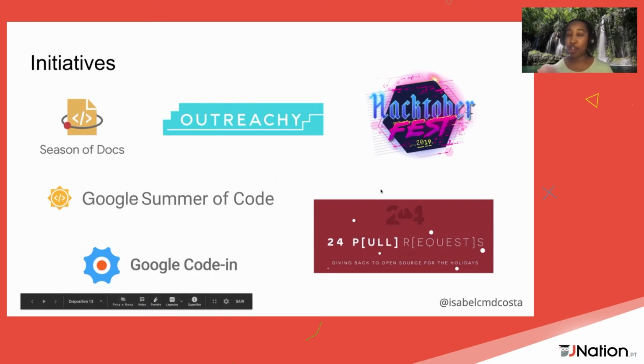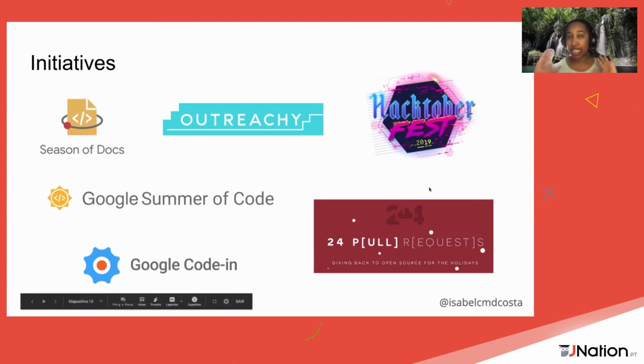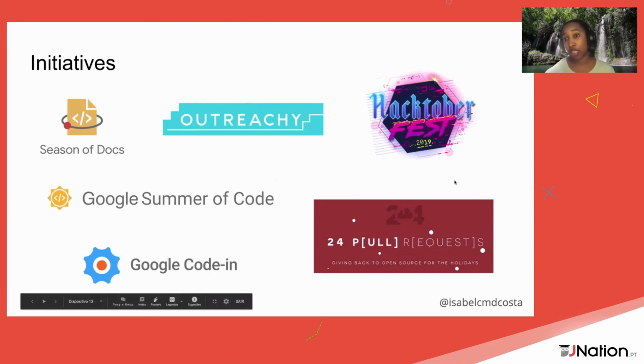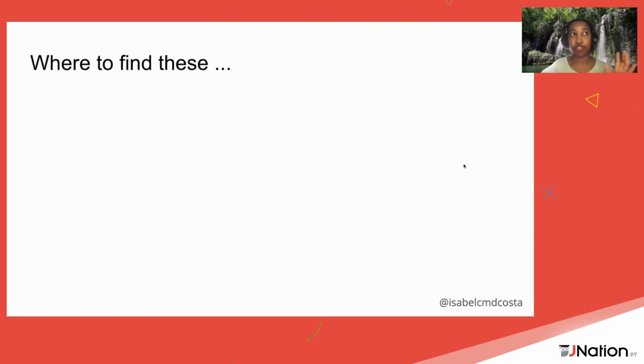I know that if you submit 4 pull requests, I think it doesn't need to be merged, you can receive a T-shirt from Hacktoberfest. And 24 Pull Requests is, well, you go to the website, you type in a technology you want to use, and you can find a project to contribute to, a project that is listed on the website. So it's open for contribution. And that's actually how I started. So you can totally start with these initiatives.